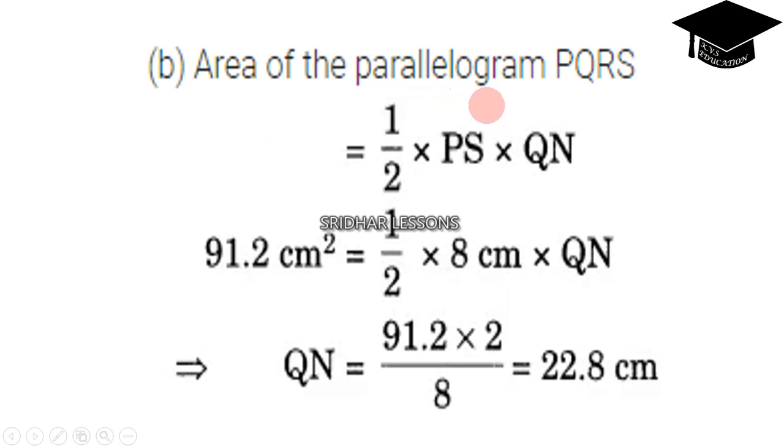And area of the parallelogram PQRS is equal to PS into QN. But he was given the area of the parallelogram PQRS as 91.2 centimeters square, which is equal to base into height, that is 8 into QN. We have to find the value of QN as QN is equal to 91.2 by 8. Upon cancellation, we have got the value of 11.4 centimeters.